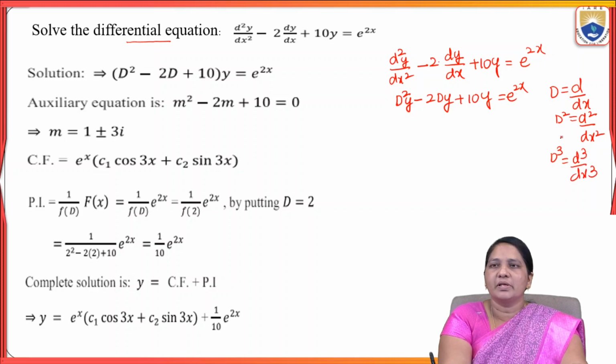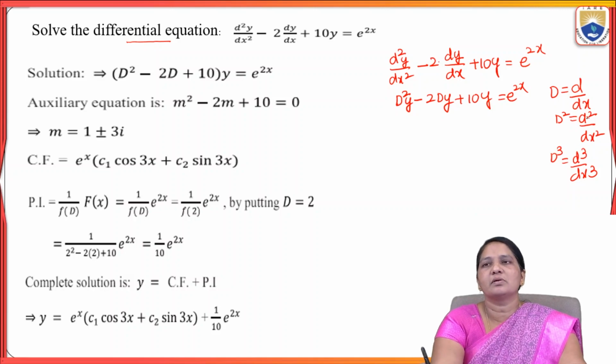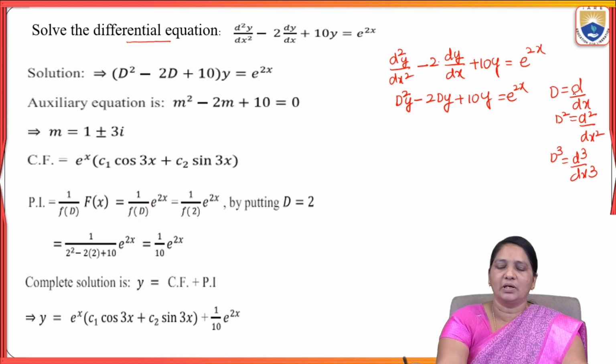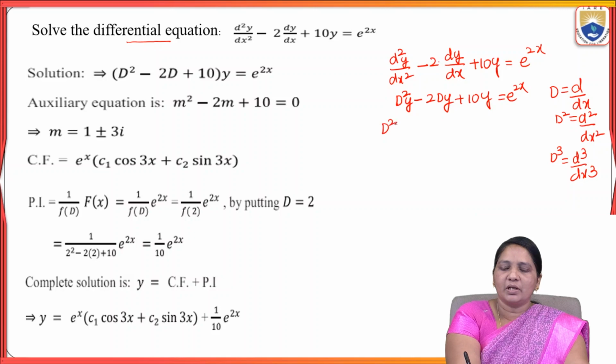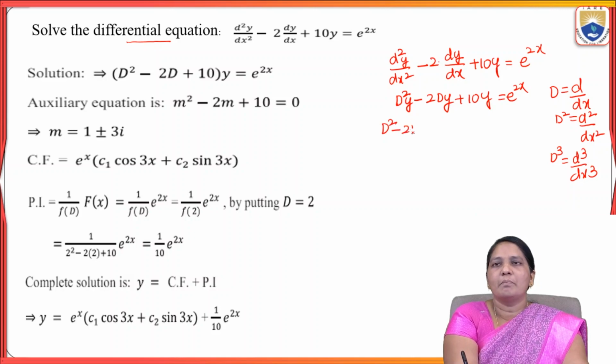Like this, in place of d cube by dx cube, we can replace D cube value. In place of d square by dx square, we can replace capital D square value. And here d by dx equal to capital D. So from this I am writing f of D. So D square minus 2D plus 10 into y is equal to e power 2x.